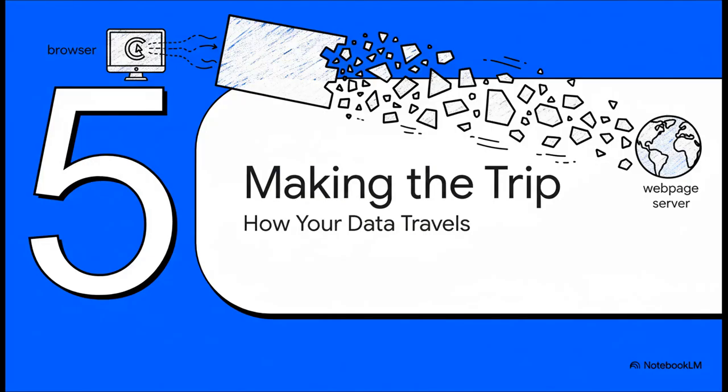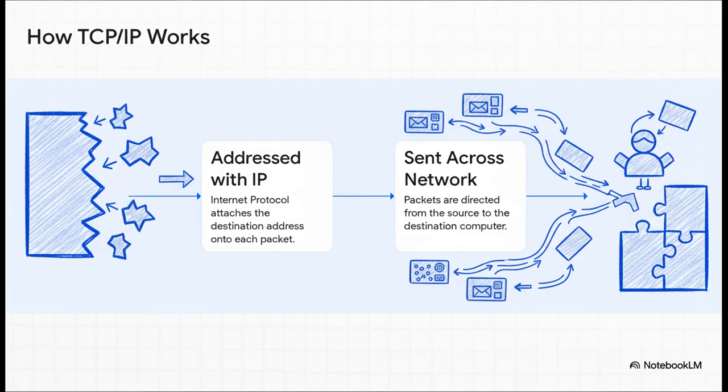Okay, so your browser has the IP address. It's ready to send its request for the web page. But that request doesn't travel as one big chunk. Nope, it gets broken down into little pieces to make the journey much more efficient. This whole process is governed by a set of rules called TCP/IP.